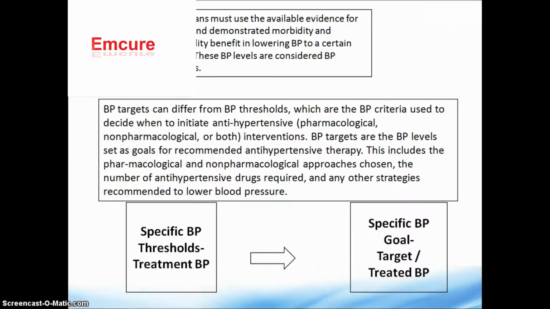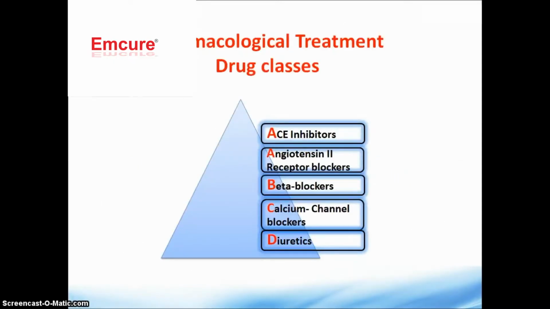Well, it can also be termed as the treated blood pressure. That is what you achieve after a patient has been given this drug. So I hope I have made it clear the differences between threshold blood pressure and the goal or the target blood pressure. So our medicine, when given, will give you a reading of a goal or the target or the treated blood pressure. So, pharmacological treatment and the drug classes.